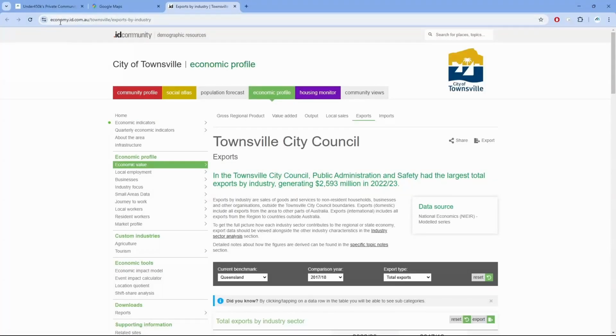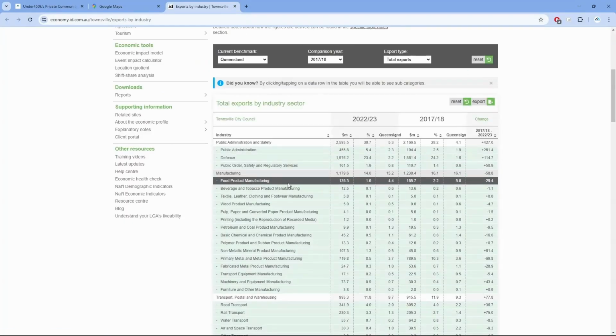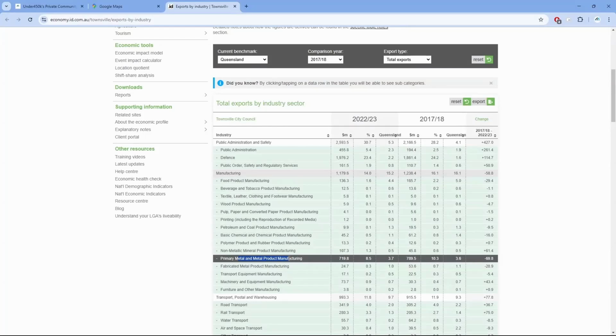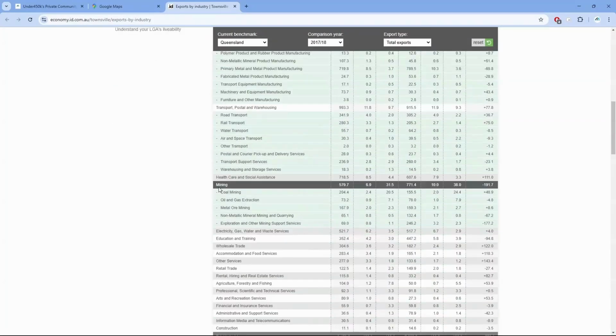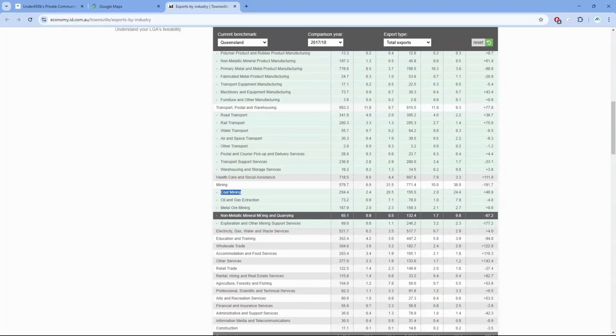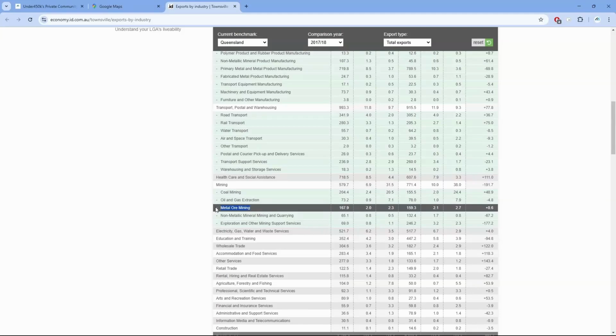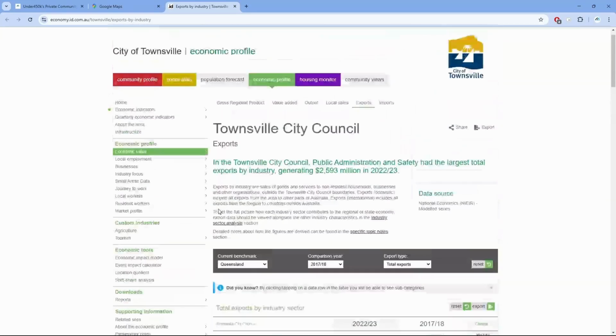One of the resources that I use is Economy ID, where you go to economic value and click on exports. In manufacturing, you can see they manufacture a lot of food processing as well as primary metal product manufacturing. And when you look at the mining, you can see a large part of it is coal mining as well as metal ore mining. That's a simple way you can check the exports of an area.